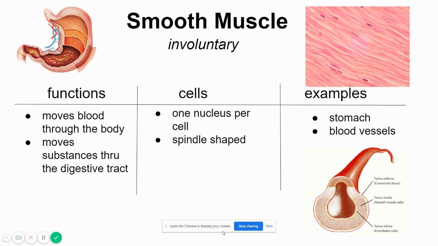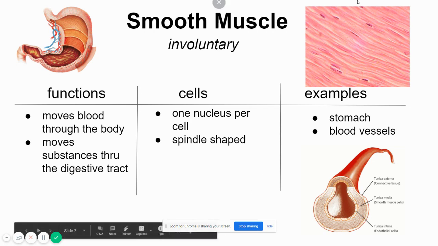Smooth muscles. These are going to be involuntary. They move without you thinking about it. Their job is to move things through the body. So they move blood through your body. So this includes your arteries and any sort of blood vessels you have. And they also move things through your digestive tract when you eat. So your stomach is one of these. Your esophagus is a smooth muscle. Your intestines are all smooth muscles.